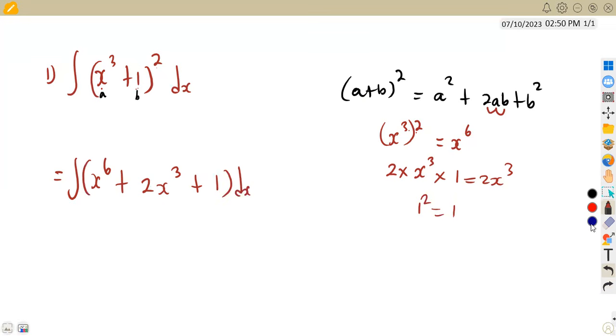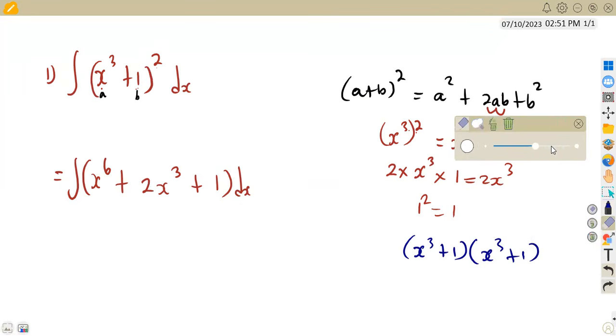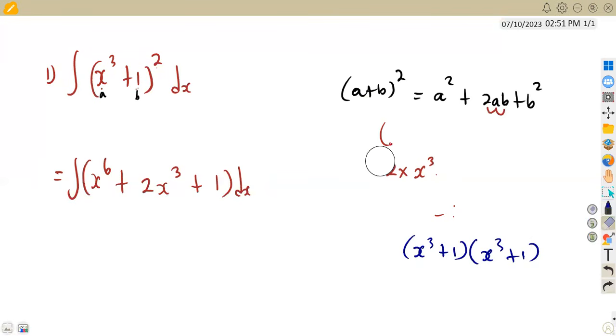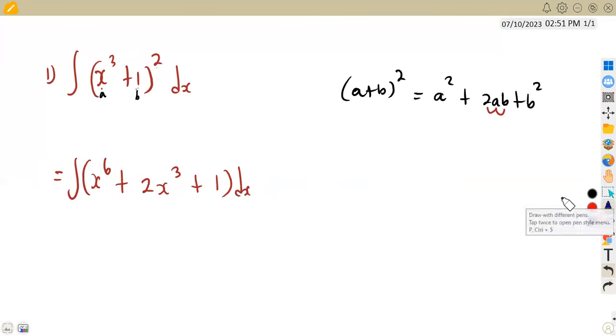Or you can simply expand the two brackets as usual, x to the exponent of 3 plus 1 into x to the exponent of 3 plus 1, since this is being squared. You expand your brackets and you obtain the exact solution from there. All right, so this is what you're going to have, which is the expansion of brackets that we had from the exponent of 2. Now we can integrate each term separately with respect to x.